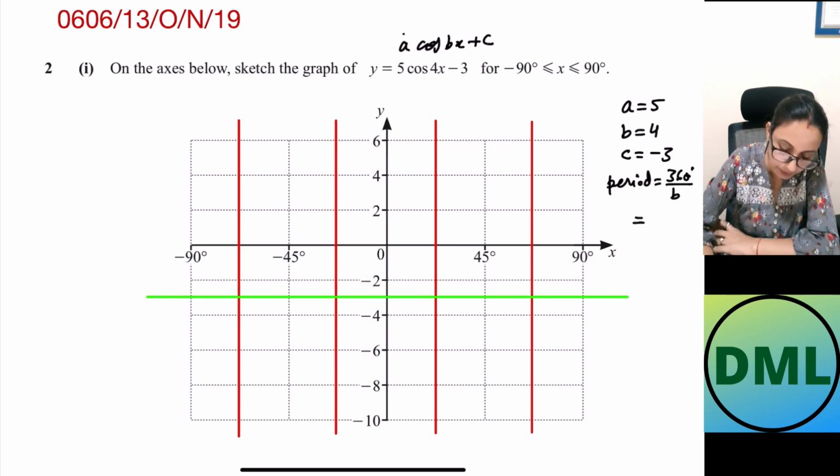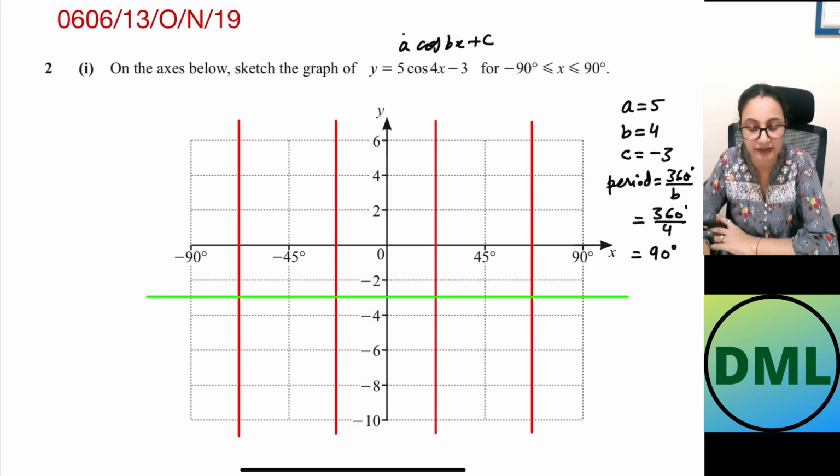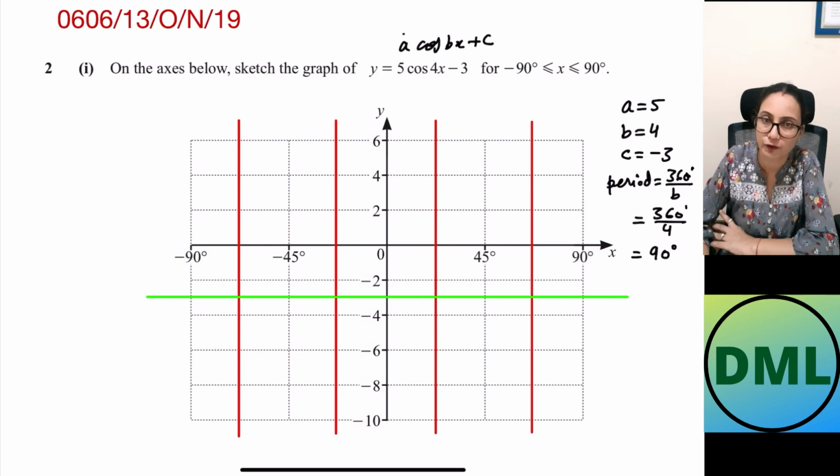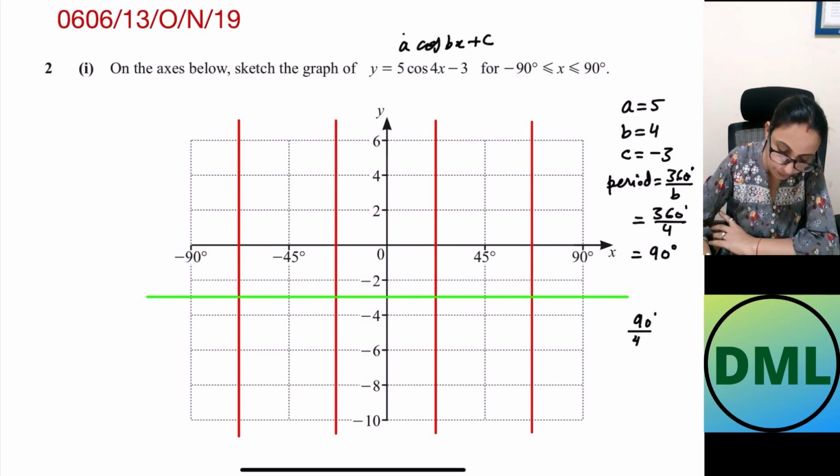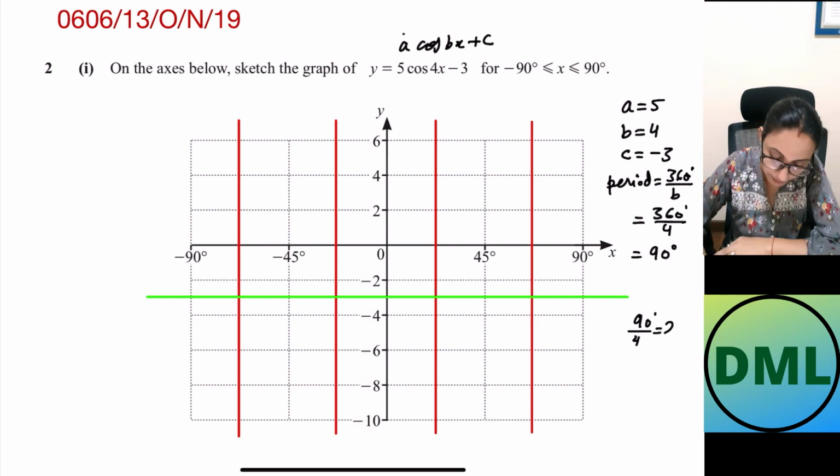What is our B value? Our B value is 4. Let's plug in 4 here. If I cut it, my answer will be equal to 90 degrees. That means my one cycle completes in 90 degrees. 90 degrees should be divided into 4 equal parts. Let's divide it: 90 degrees divided by 4 equals 22.5 degrees.